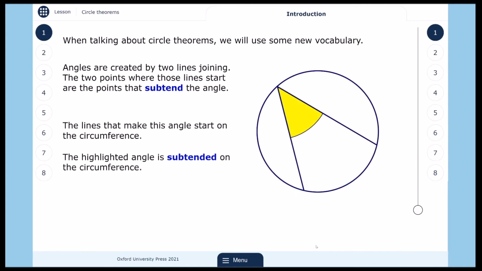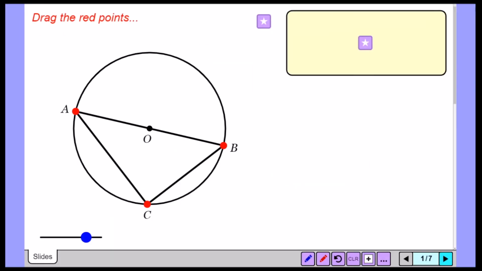Likewise, in this example here, the lines that make up the angle start on the circumference, therefore we can say that the highlighted angle is subtended on the circumference of our circle. At this point we can finally introduce our first circle theorem.